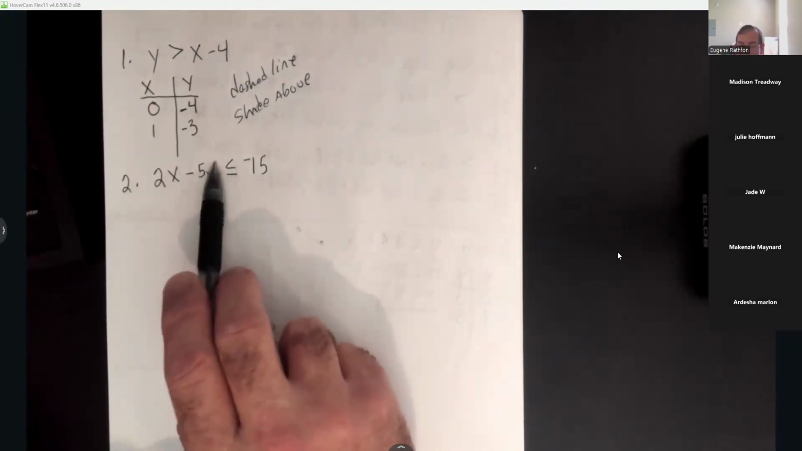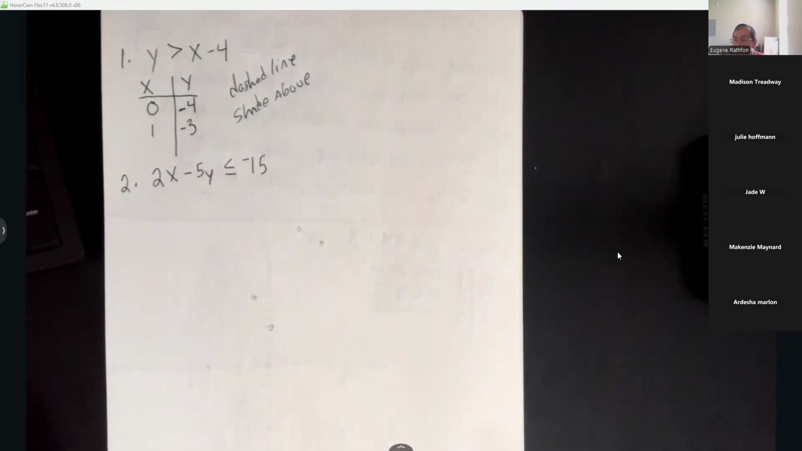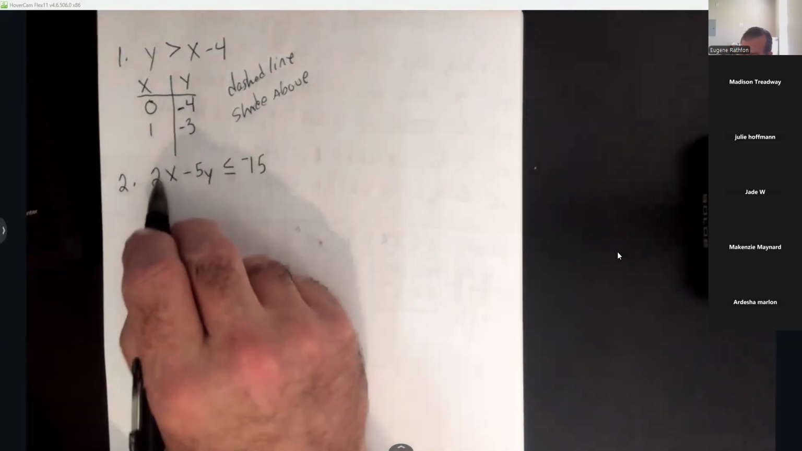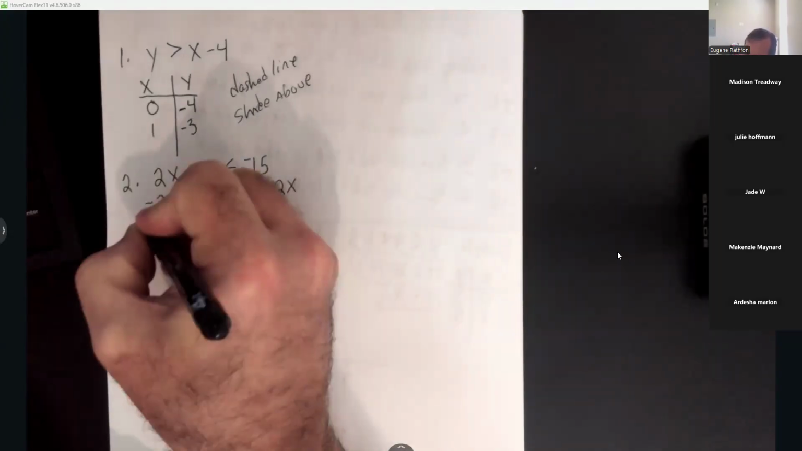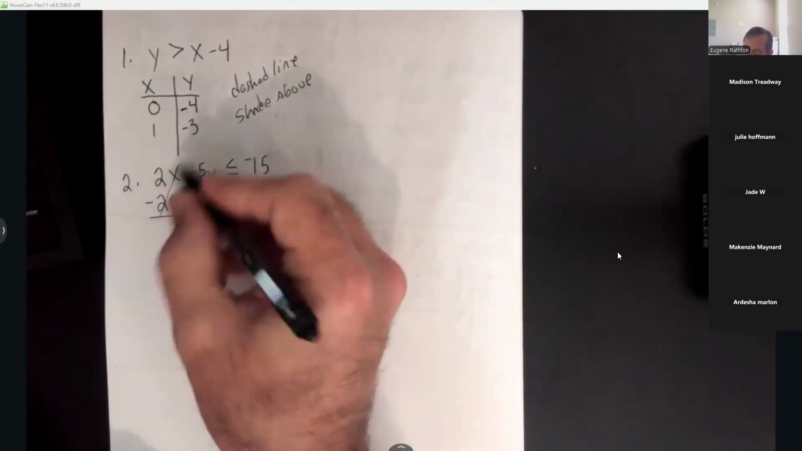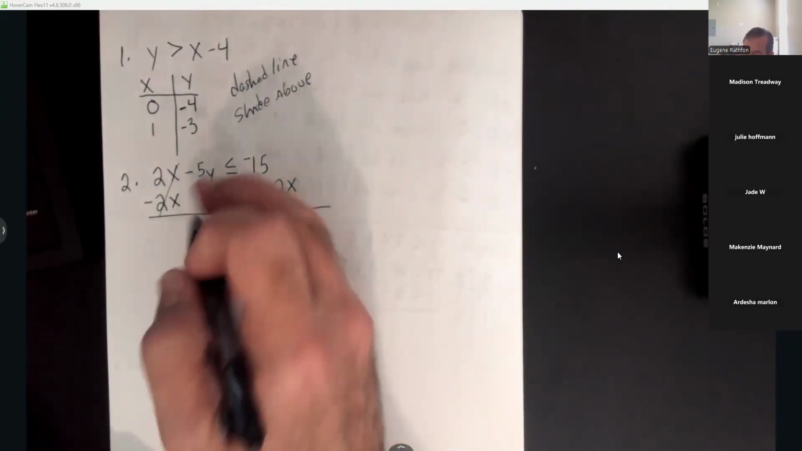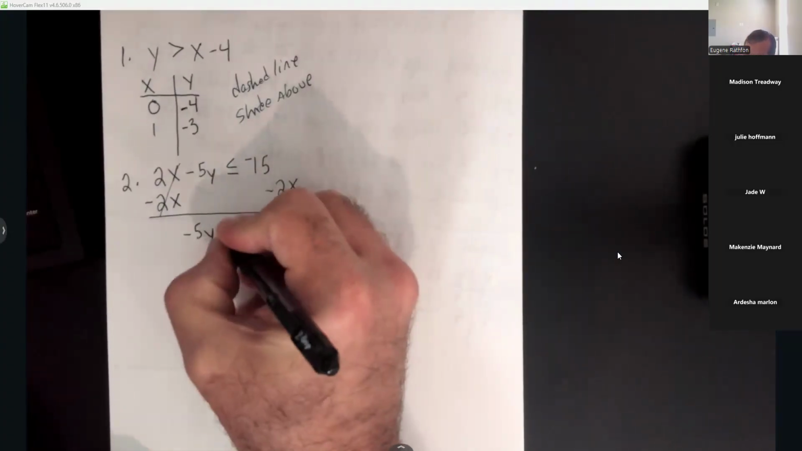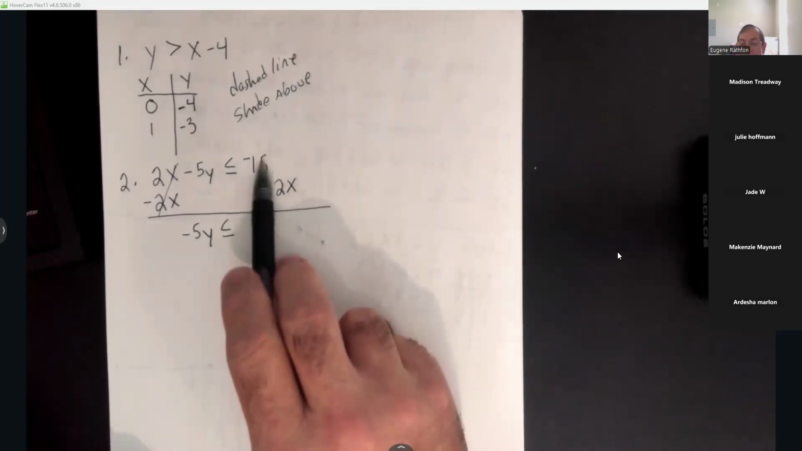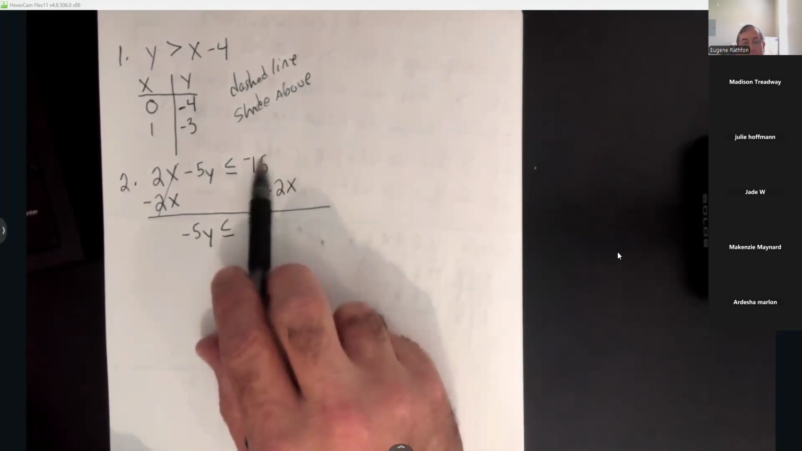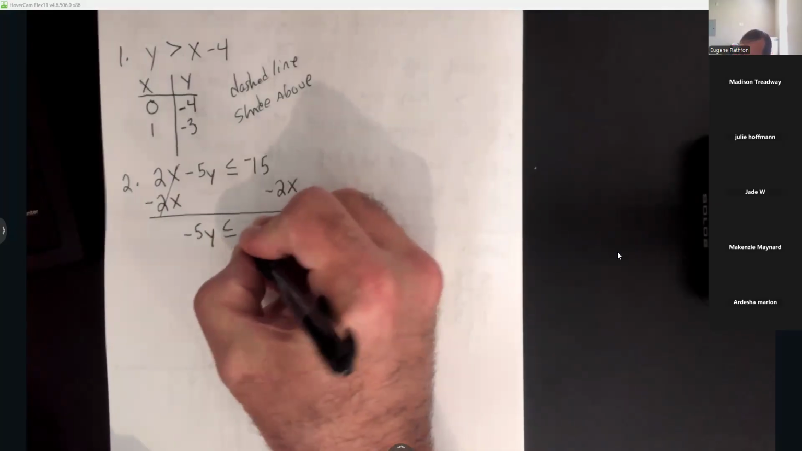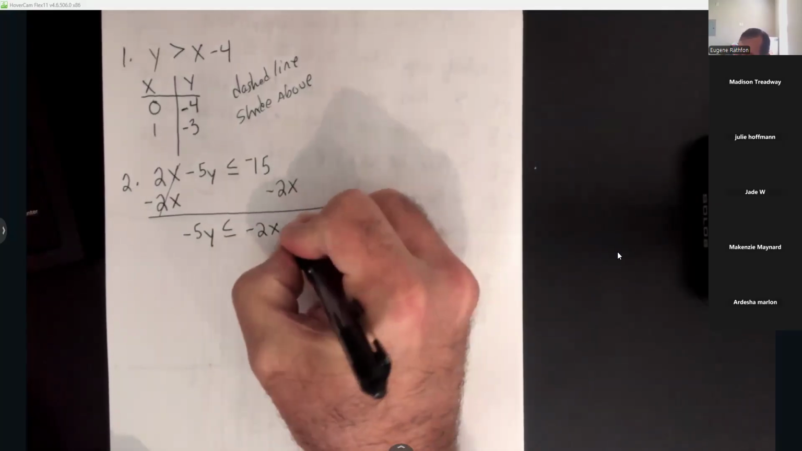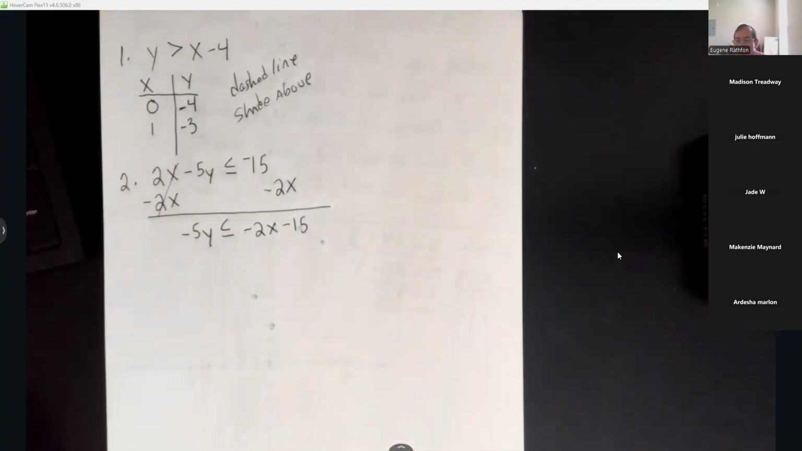So if we're going to solve for the y here, our first move is to move that 2x to the other side. So we're going to move the 2x to the other side by subtracting 2x from each side. All right, y'all, so those two x's cancel on this side. I'm left with a negative 5y less than or equal. All right, so these are not like terms. So usually I put my x's before my numbers. So I'm going to put my negative 2x and then my minus 15. Okay?